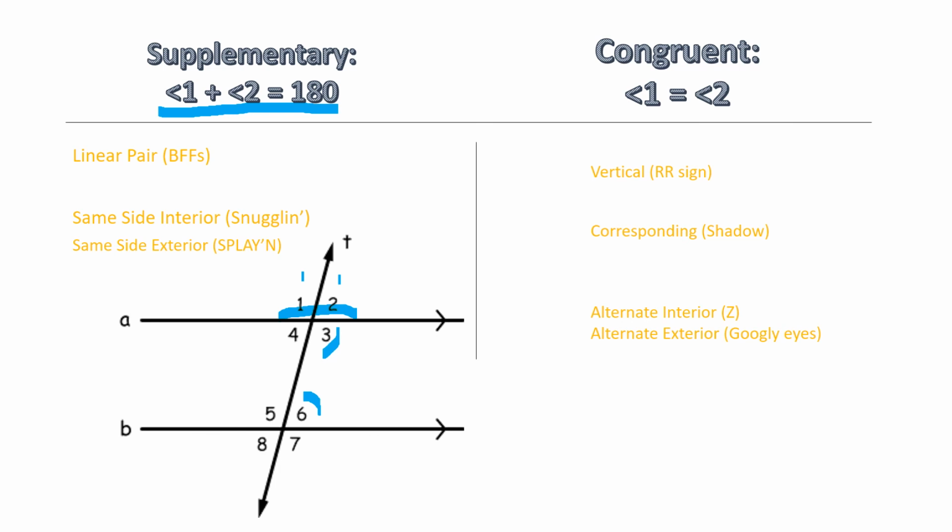And then we've got same side exterior. 2 is acute, 7 is obtuse. They cannot be equal, therefore together they must equal 180.